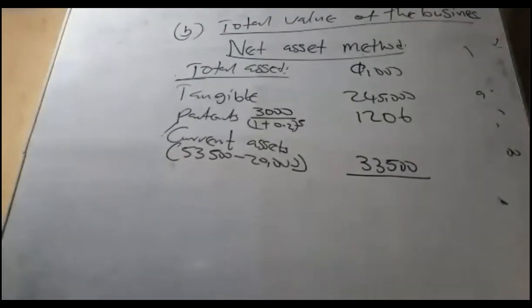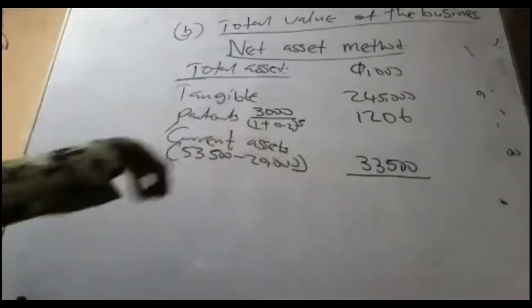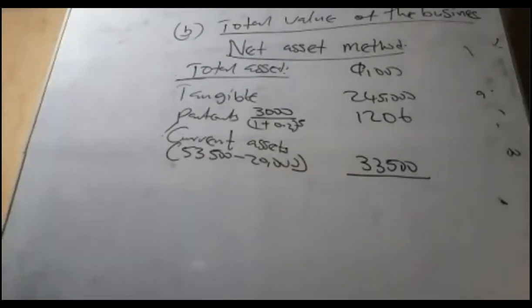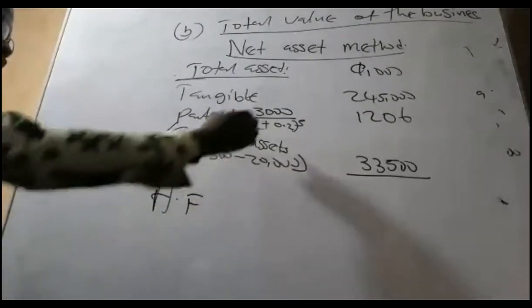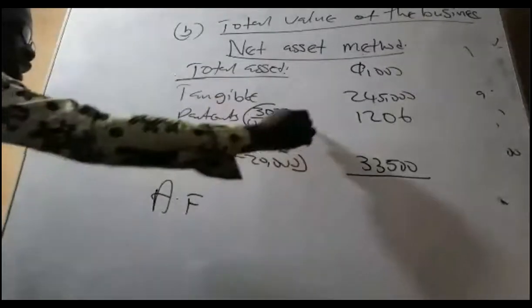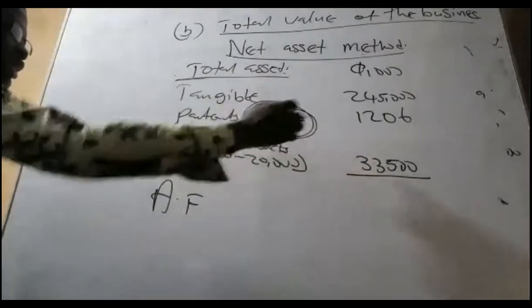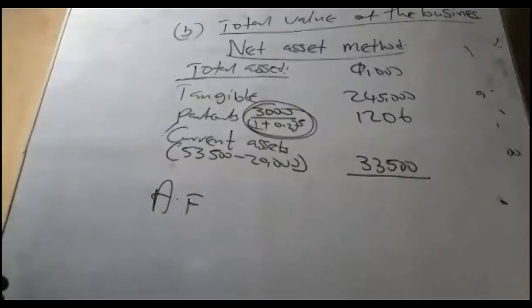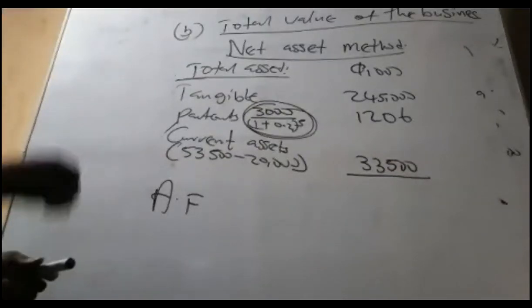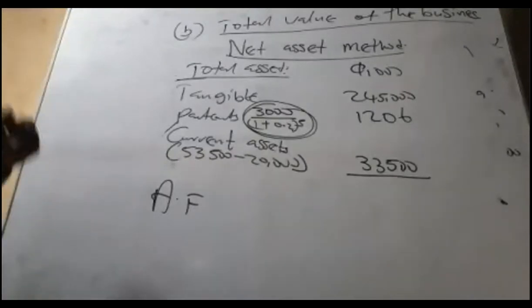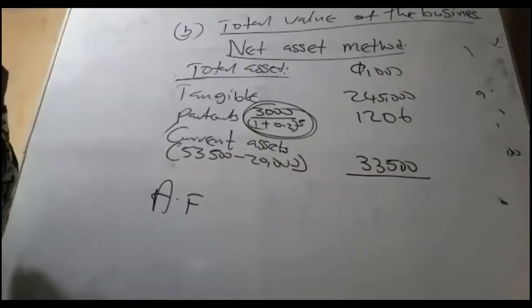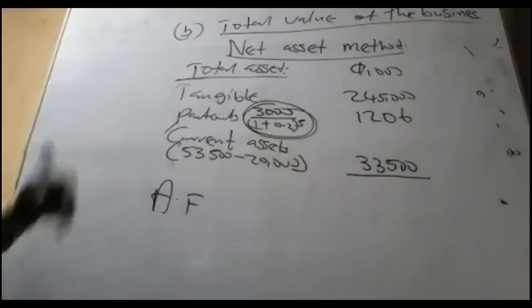Yes, the answer must be more than that. This is the annuity factor. We have to find the discount factor. So we have to find the annuity factor, not the discount factor. But this figure is too small because the answer must be more than the 3,000 that we are seeing. Should be more than the 3,000.